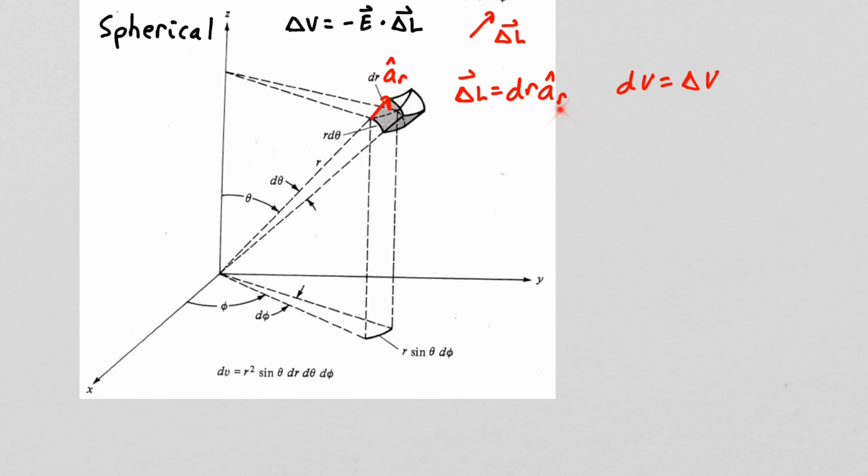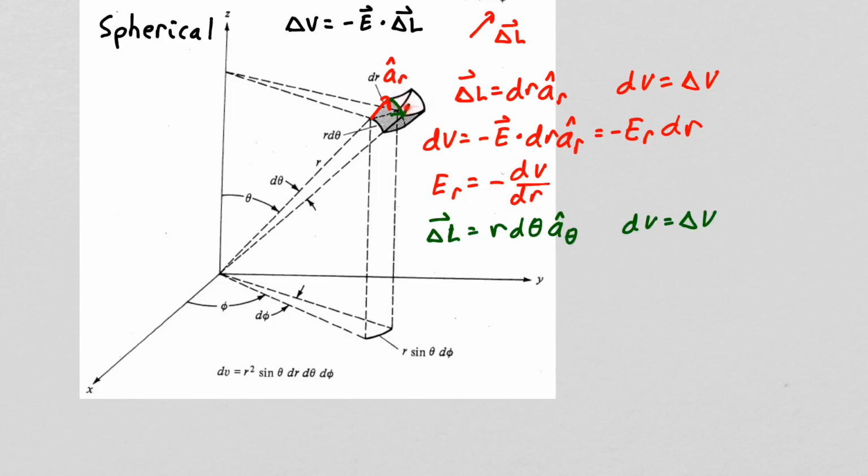So we'll have the dot product between the electric field intensity and the unit vector in the r direction. That will give us just the r component of the electric field intensity. We can solve for E sub r and find that it's equal to minus dV/dr. We now adjust the voltage probe to be of length r d theta in the theta direction. The drop across it will be dV. So again, make our substitutions for delta V and delta L.